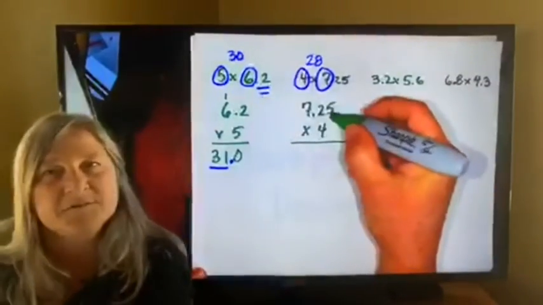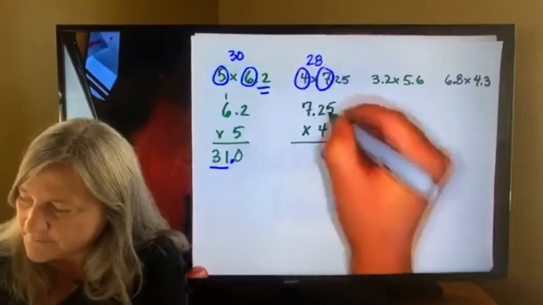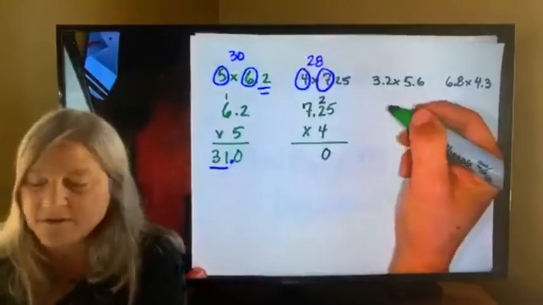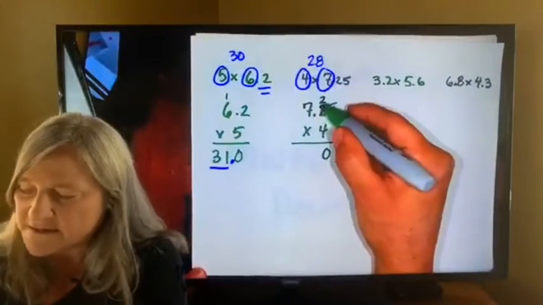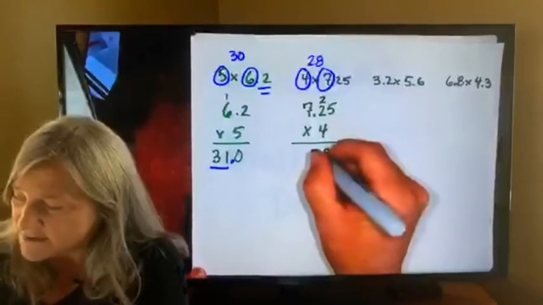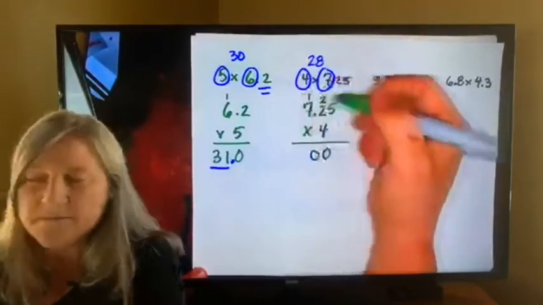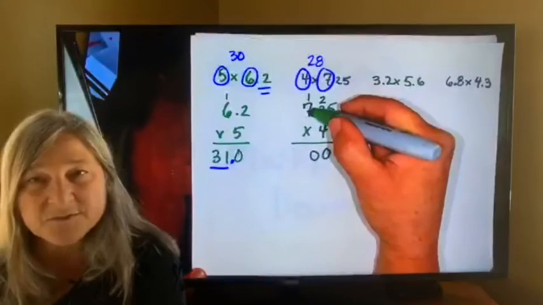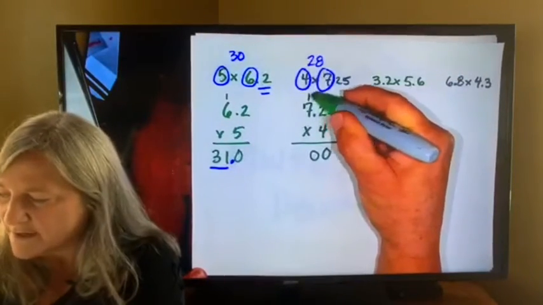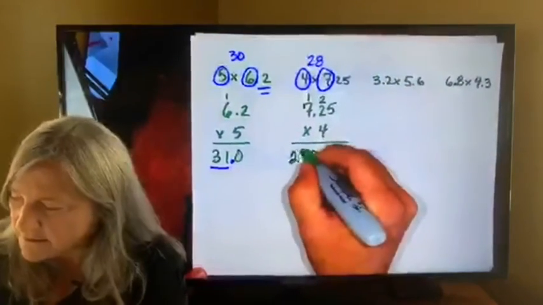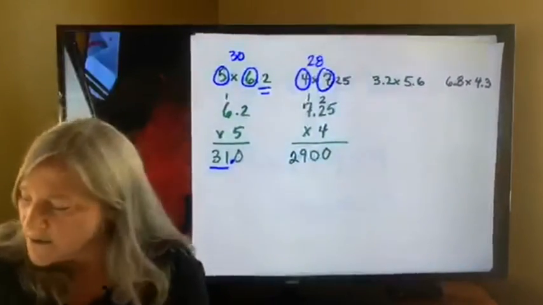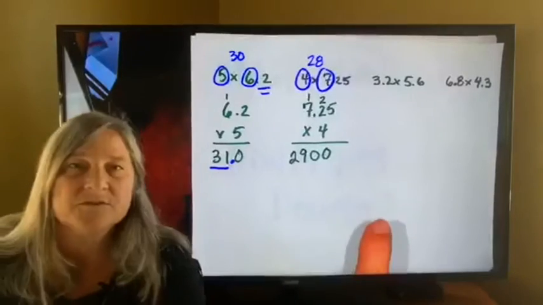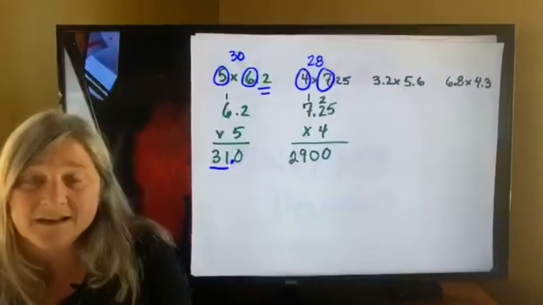Well, we have 4 times 5 is 20. I'm going to regroup my 2 up here. 4 times 2 is 8 plus 2 is 10. So I have my 0 and my regrouped 1 up here. 4 times 7 is 28 plus 1 is 29. So I got the answer 2,900.